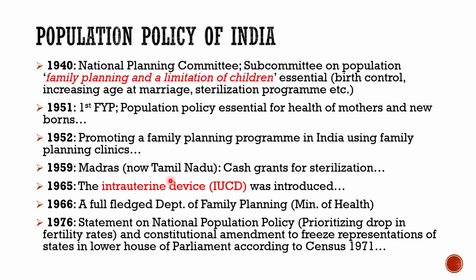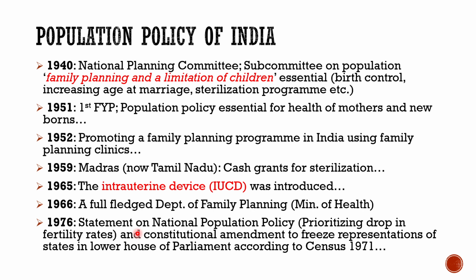Madras, now called Tamil Nadu, was the first state which in 1959 initiated cash grants for sterilization, and in 1965 the intrauterine contraceptive device, sometimes called copper T, was introduced for women to control birth. In 1966 a full-fledged Department of Family Planning was formed under the Ministry of Health. In 1976 a statement on national population policy was issued, prioritizing a drop in fertility rates. And we also amended our constitution to freeze the representation of states in the lower house, that is the Lok Sabha of parliament, according to the census of 1971.